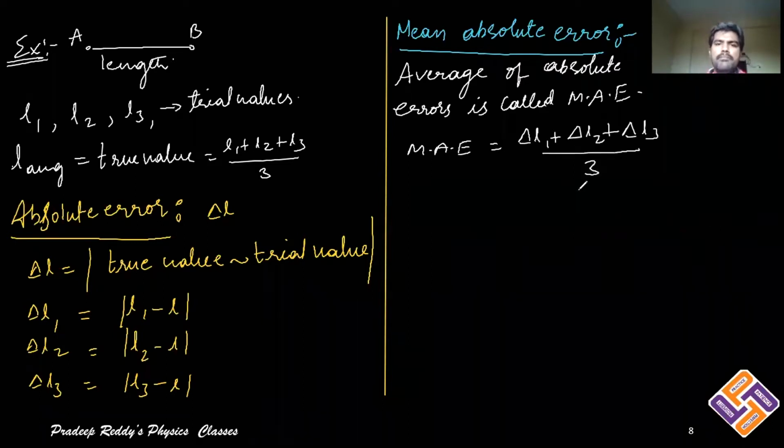What you are doing here? You are getting mean absolute error. Mean absolute error is the average of absolute errors. Just like the average of trial values is the true value, similarly, absolute error is the difference of true value and trial value. Taking the average of these 3, you will be getting mean absolute error. Mean absolute error is denoted with delta L.